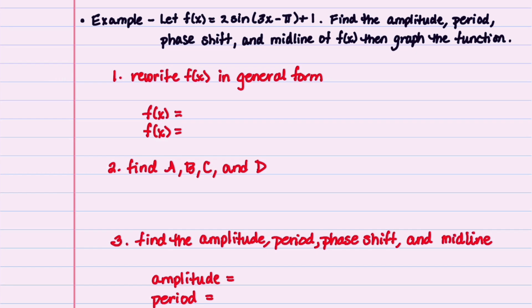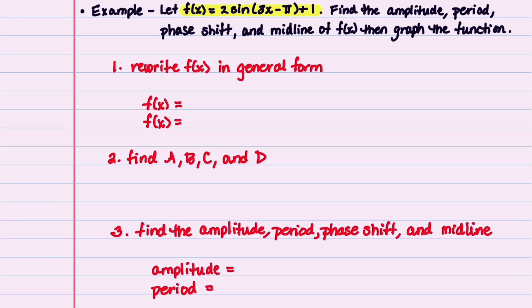The example that we're going to graph is f of x is equal to 2 sine of 3x minus pi, plus 1. We're going to find the amplitude, period, phase shift, and midline of f of x, and then graph the function. Our first step is to rewrite f of x in general form.